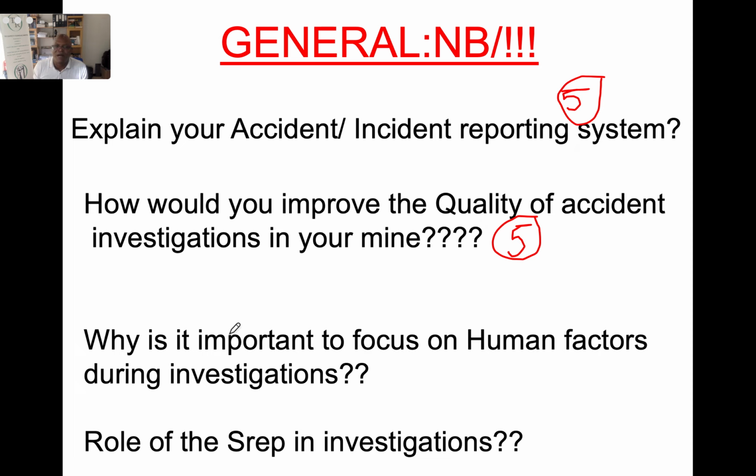And then, why is it important to focus on the human factors during investigations? It is always important to focus on the human factors during investigations. It's worth 2 marks. And the role of the safety rep during investigations is also worth 2 marks.